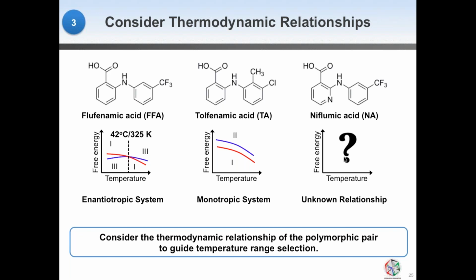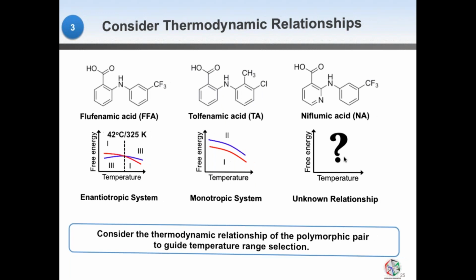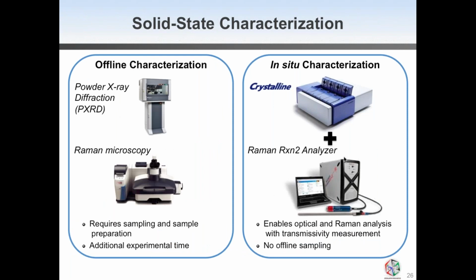Regardless of the type of system that you're studying, it is extremely important that the solid state be characterized at various points during the solubility measurements. We can perform offline characterization by taking samples and analyzing via Raman or PXRD, or we can monitor in situ the solid state using Crystalline alone or coupled to a Raman probe to identify any changes in the solid state during the solubility measurement.